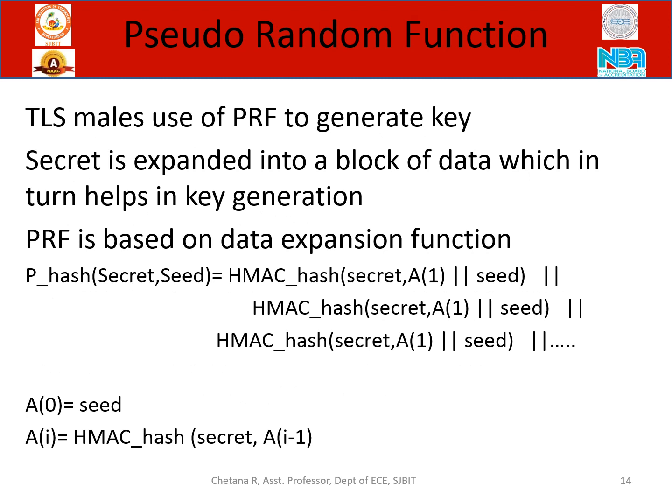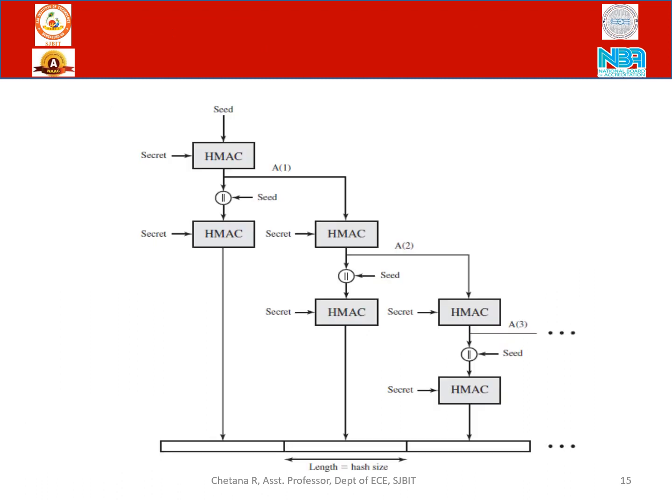And so what is a pseudo random function? A pseudo random function is used to generate the key in TLS, and it is based on a data expansion function. Here the seed is referred to as A of 0, and A of i is the current state, which is given as HMAC of the hash function with respect to the secret. When we look into the diagram, there is more clarity in understanding how the key is generated.